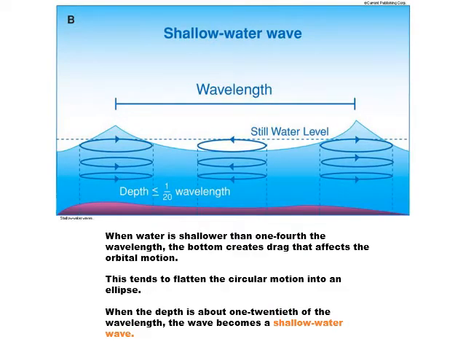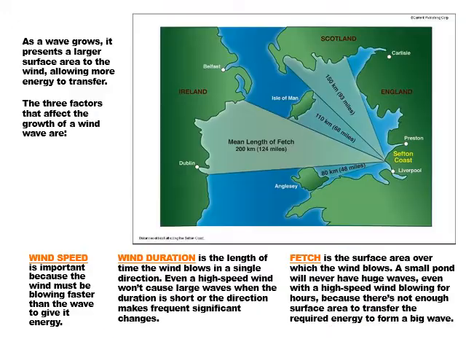Sooner or later, they're going to get into shallower water, and when the water that the wave moves into is shallower than 1/4 the wavelength, then the wave is going to start to feel drag off of the bottom, and that drag is going to affect the orbital energy patterns, and it's going to change the orbitals from circles into elliptical shapes. When the depth is about 1/20th of a wavelength, the wave will be considered a shallow water wave.